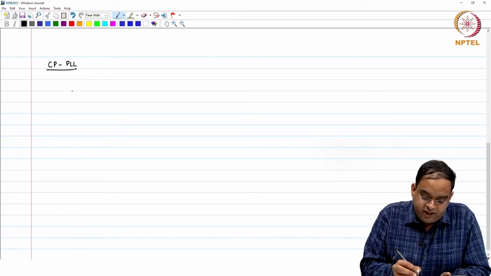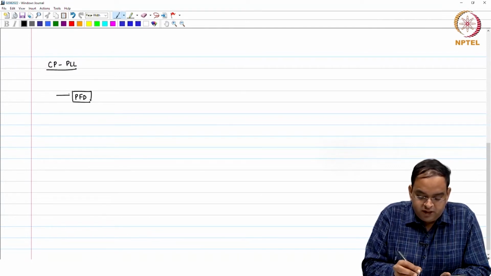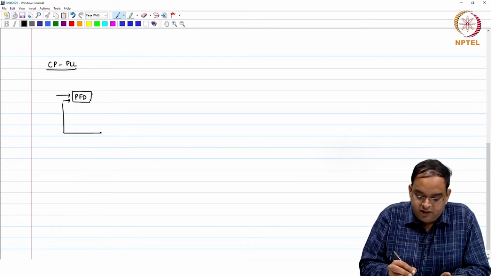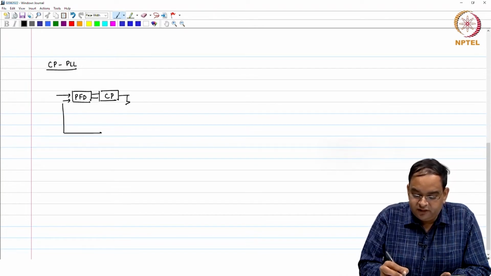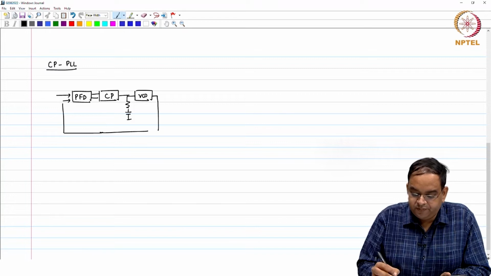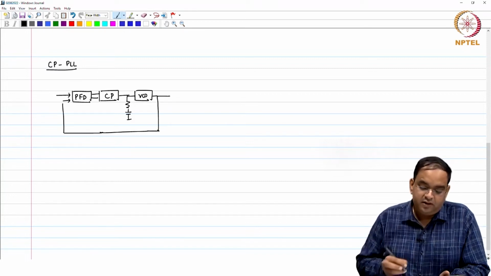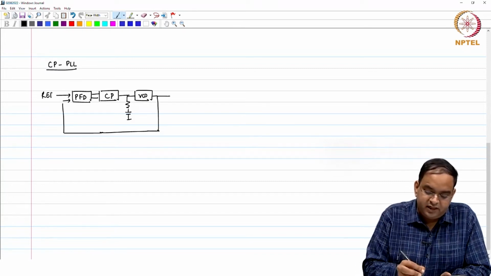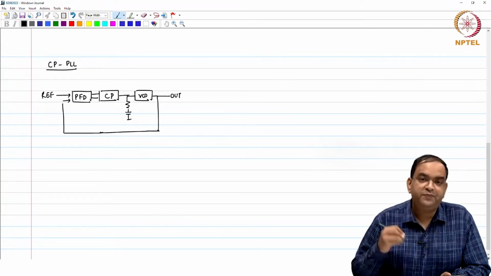So, the first one is, again just to give you a quick block diagram which we have been studying: you have a charge pump, I will just write it like this, you have this loop filter followed by VCO and fed back. So, this is your reference and this is your output.